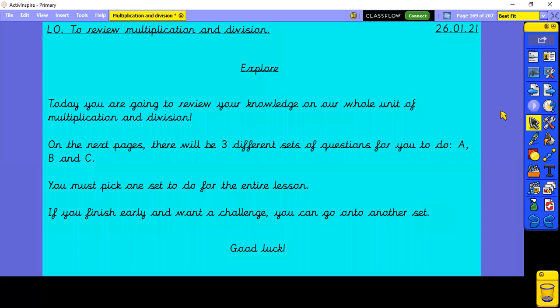Okay, so we're on to our explore phase now, and today's lesson is a bit different to normal. Okay, but before we begin, I'd like you to write the date in yellow in your maths book. So the date is the 26th of the 1st, 21, and the LO is to review multiplication and division. So quickly do that now, nice and neatly, and then we'll have a look at what you're going to be doing today.